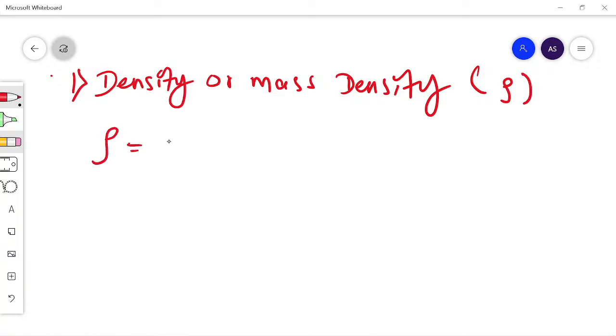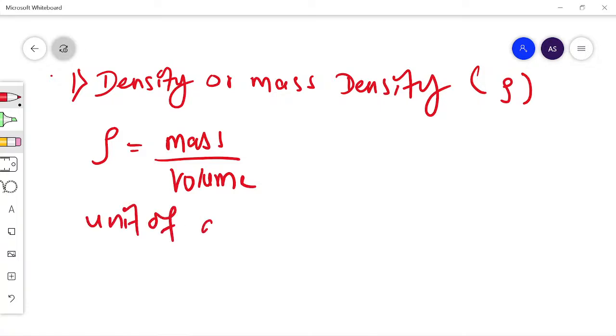Density is equal to the mass of a body, or mass of a substance, upon the volume of the substance, and since we are dealing with fluid properties, we can say the mass of fluid upon the volume of fluid. The unit of density is mass in kg and volume in meter cube, so kg per meter cube. This is the basic thing.